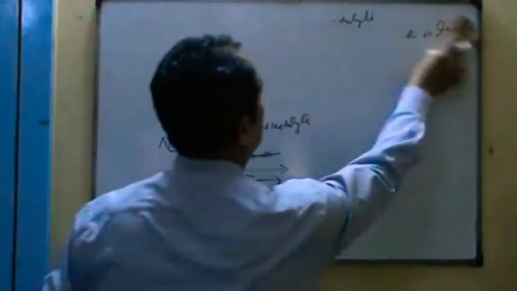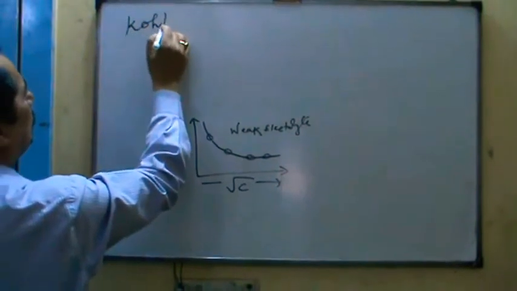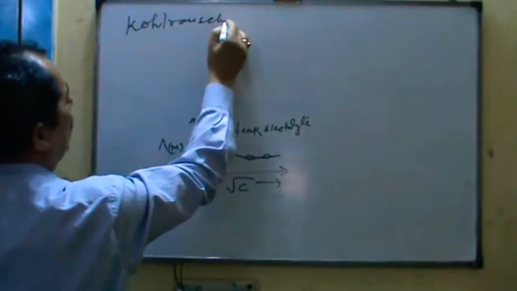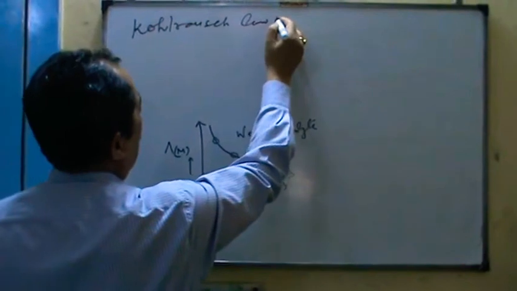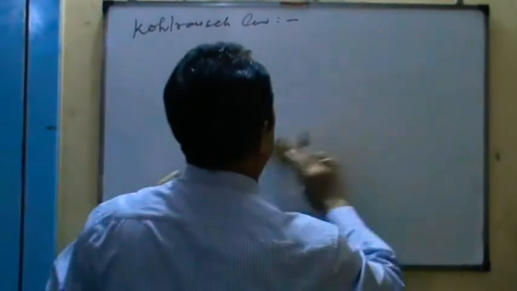So dear friends, what law did we discuss today? Kohlrausch law, or it is also called the law of independent migration of the ions.